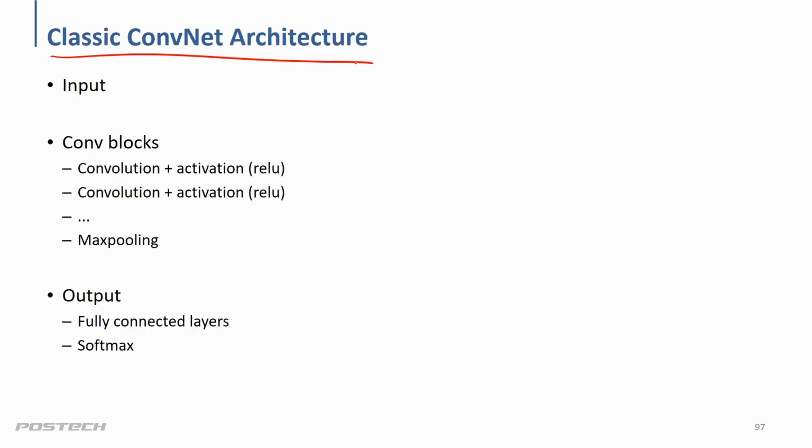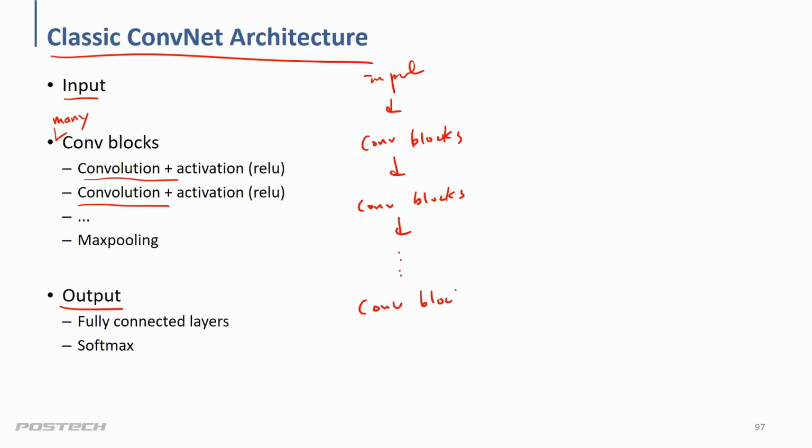In the classic structure of a convolutional neural net, we have input and outputs, and we have many conv blocks. We'll do convolutions, then inputs and a conv block, and we probably have another block, many times. Then at the end we do fully connected layers, which means we flatten. If it's a classification problem, we do softmax for multi-class classification.